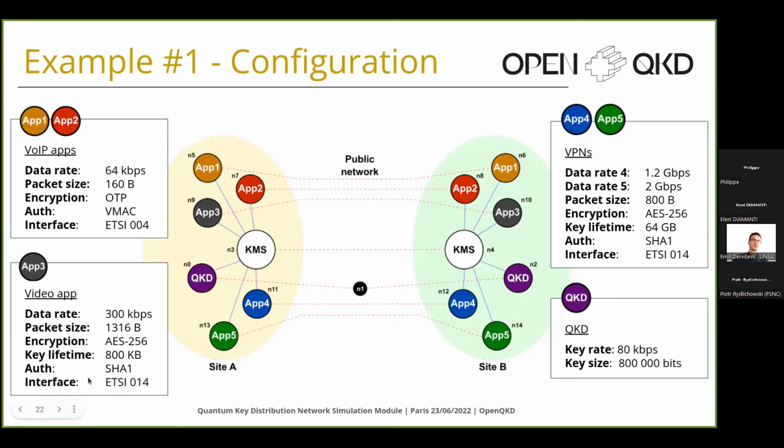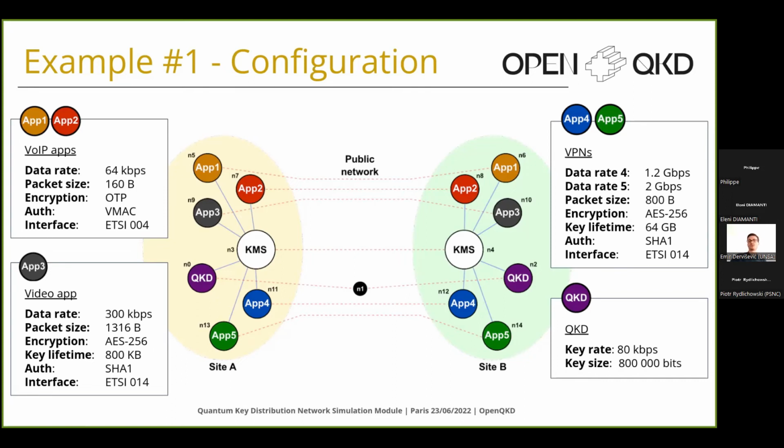In this case, the application will obtain 2 keys per request from the KMS system. Applications 4 and 5 are examples of VPN tunnels with higher data rates. Once again, we use AES for the encryption and a practical key lifetime of 64 gigabytes. For the same reasons, we have selected the ETSI-014 interface.